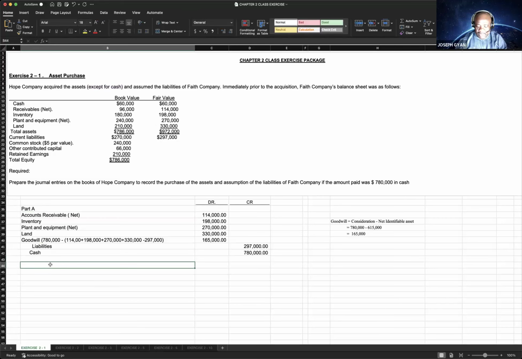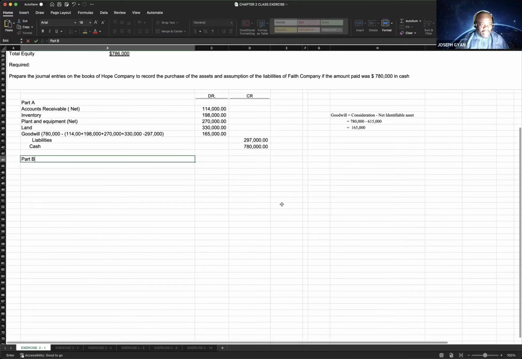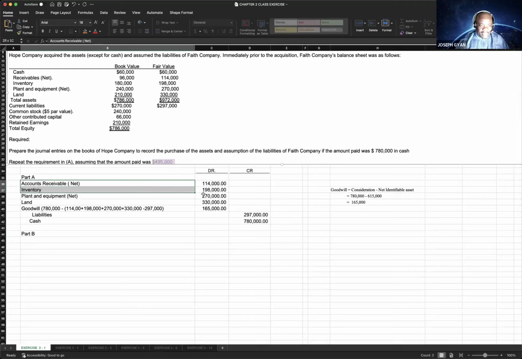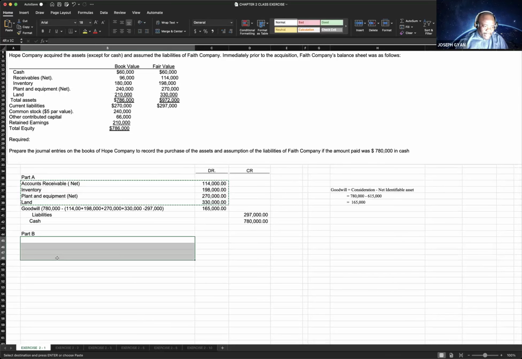Part B said repeat the same thing, except that now the cash they are paying. Oh, something is missing. Where is it? Oh, right here. They are now paying 495. So we are repeating the same thing here. I don't know about the goodwill, so I'll leave the goodwill out. We don't know whether it's going to be a goodwill or a bargain. So let's leave it now.